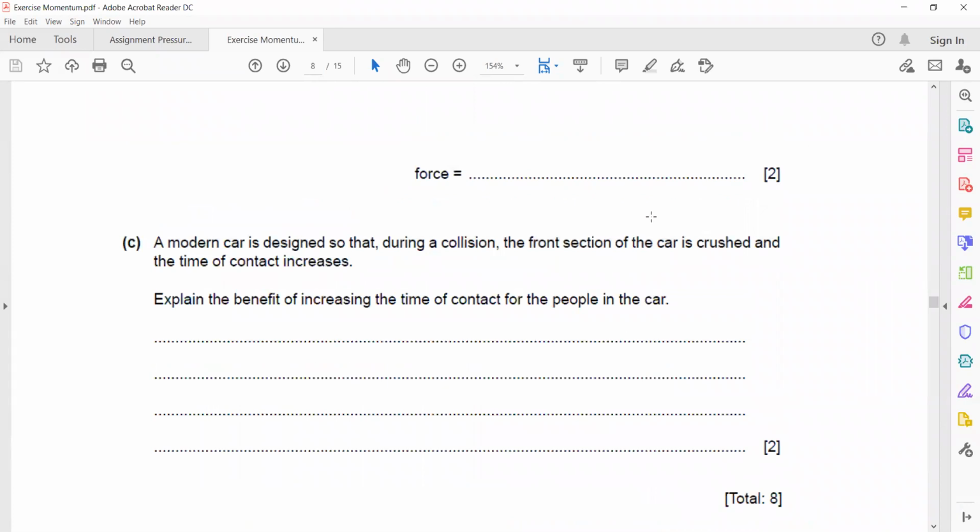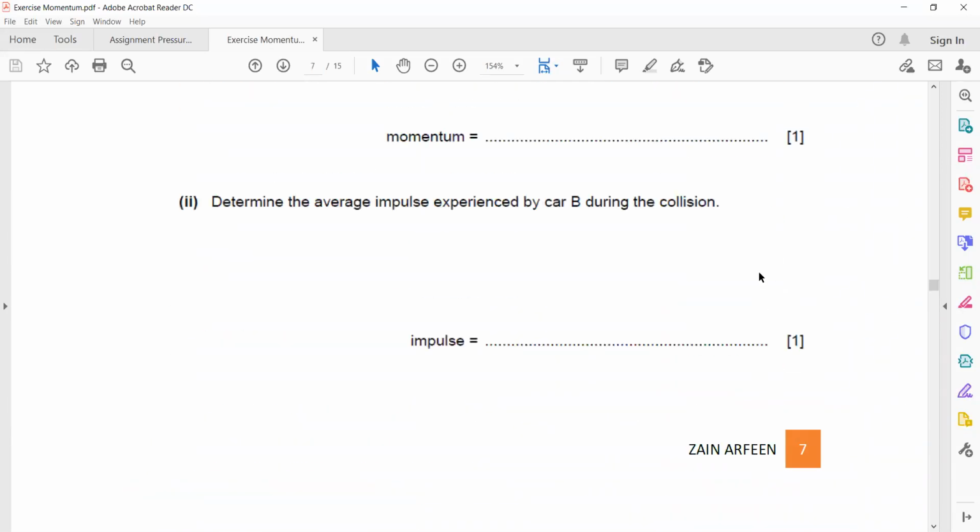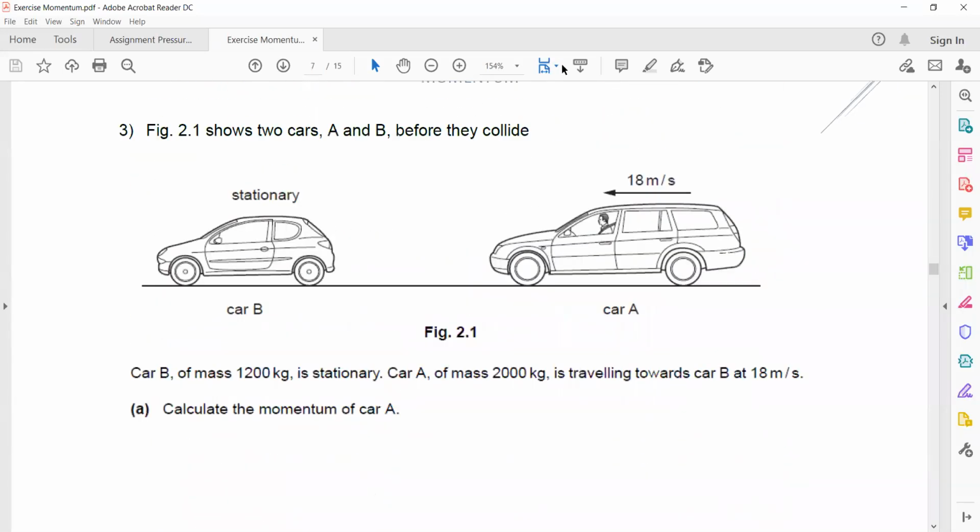A modern car is designed so that during a collision, the front section of the car is crushed and the time of contact increases. Explain the benefit of increasing the time of contact for the people in the car. Because you can see the relation between force and time. Impulse is force multiplied by time. So the relation between force and time during a collision, they are inversely proportional.